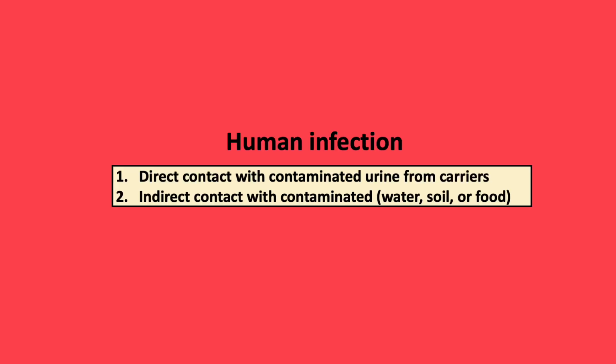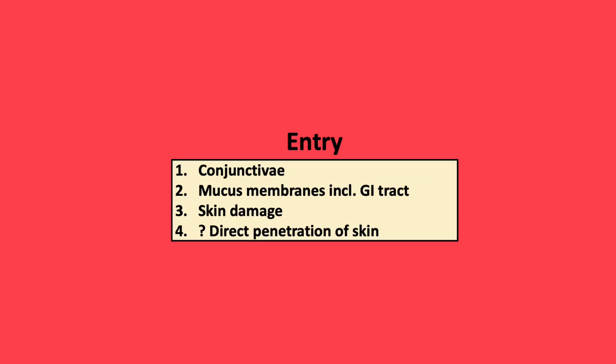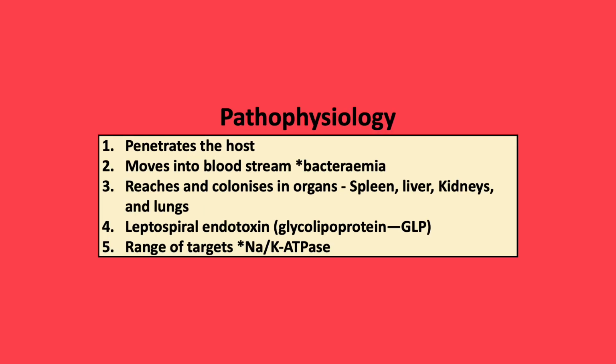How is leptospirosis spread to humans? Either directly through contaminated urine or indirectly from contaminated water, soil, or food. So how does leptospirosis enter the body? It can enter via the conjunctiva, and due to its motility, it's able to penetrate mucous membranes, i.e. the GI tract, or injured skin. Controversy still exists whether Leptospira can penetrate intact skin.